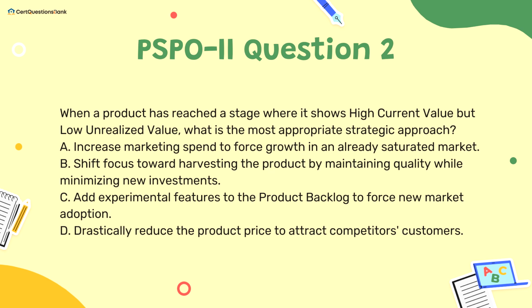When a product has reached a stage where it shows high current value but low unrealized value, what is the most appropriate strategic approach? A. Increase marketing spend to force growth in an already saturated market. B. Shift focus toward harvesting the product by maintaining quality while minimizing new investments. C. Add experimental features to the product backlog to force new market adoption. D. Drastically reduce the product price to attract competitors' customers.